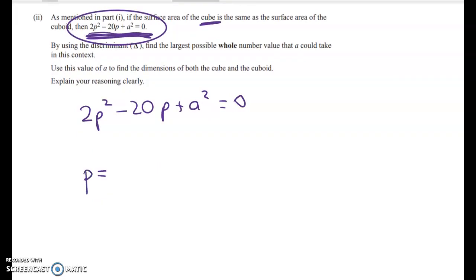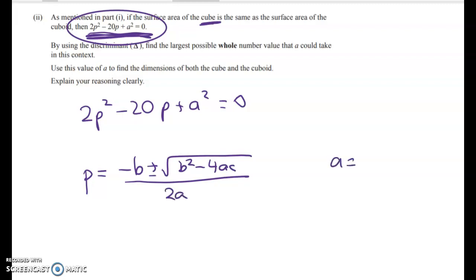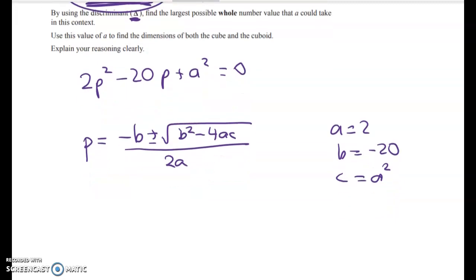So p is going to equal this, and the a, b, and c are my coefficients in here. So a is 2, b is negative 20, and c is a squared. Now the question suggests that we use the discriminant, and that's definitely going to be important, right? So p has got to be greater than 0, and it has to be a real number, because we're going to be actually using it to build a cube or a cuboid.